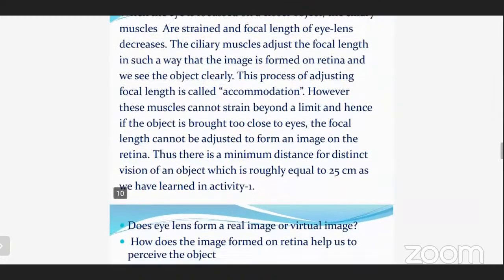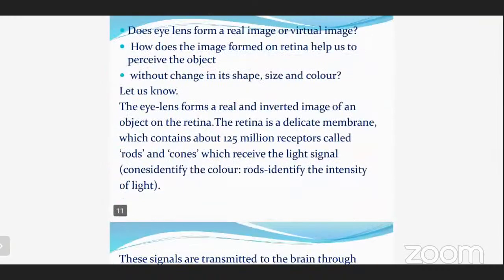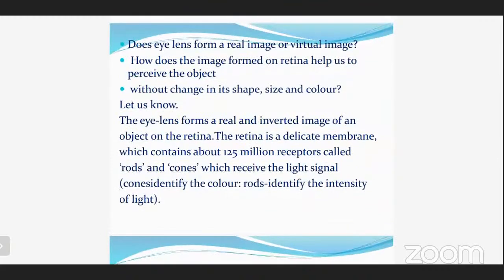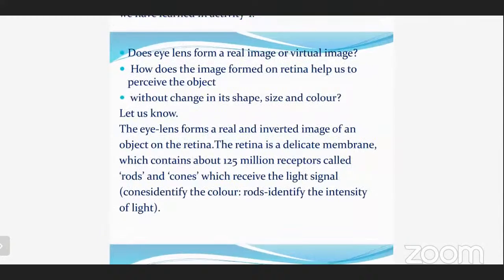When we hold an object at a distance above 25 centimeters, we don't get any strain. Our ciliary muscles are relaxed, so we can see the object clearly and without any strain. For suppose an object is very close to our eye, we get strain. Ciliary muscles are strained.